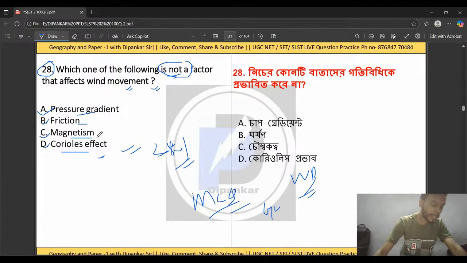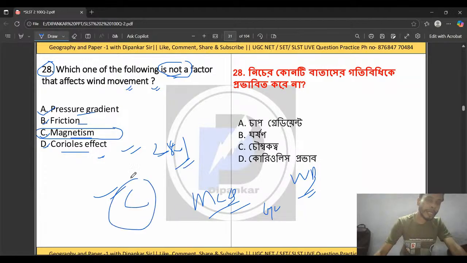Okay, so C. The right option for 28 is C, magnetism. Magnetism does not affect the wind movement. So this is our right answer. Pressure gradient also affects the wind movement. Friction also affects the wind movement, and Coriolis effect is very important for the movement of winds.